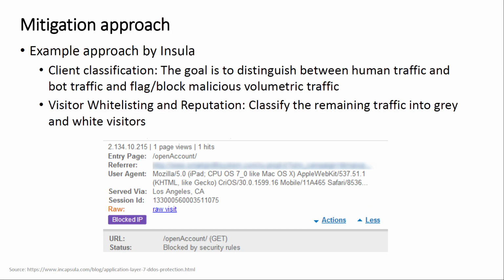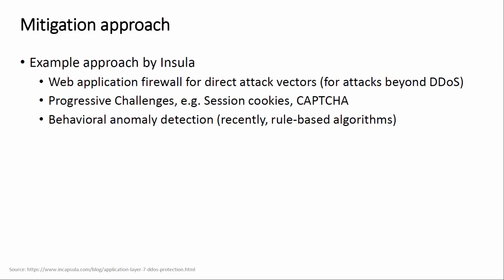An example, in this case, for the client classification is as follows. The goal is to distinguish between human traffic and bot traffic and flag and block malicious volumetric traffic. And visitors, whitelisting and reputation, classify the remaining traffic into gray and white visitors. Here's an example for that where an IP is blocked.